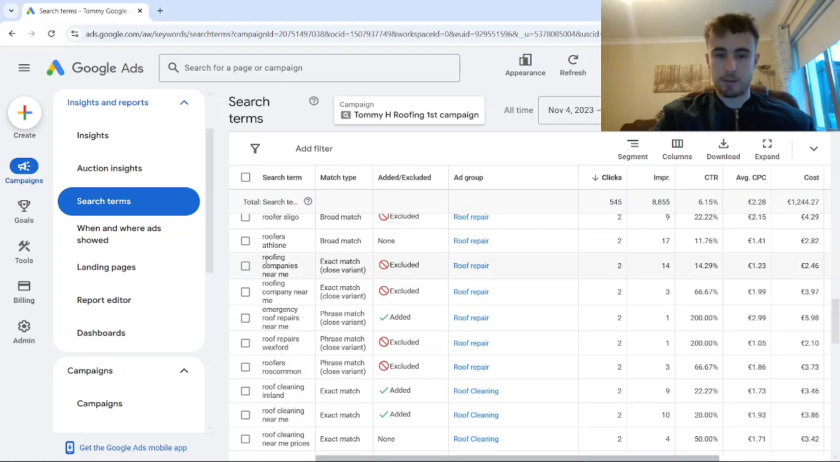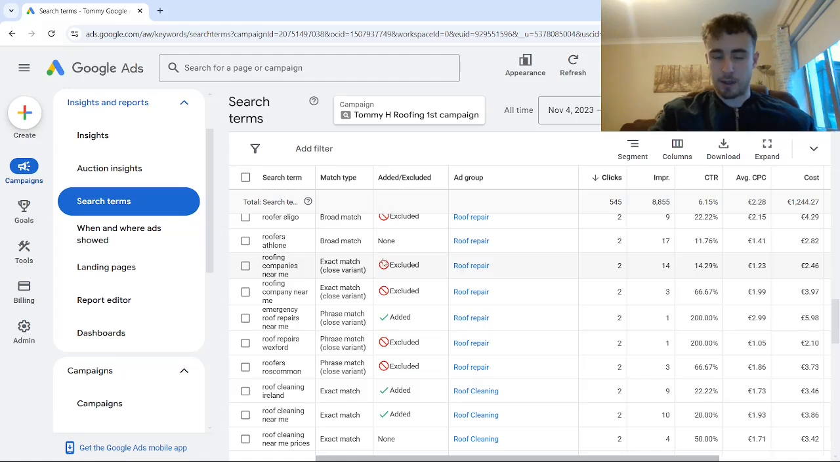And even here, we added roofing companies near me to the roof repair ad group. So the roofing companies near me keyword would actually be perfect under a generic roofing ad group. But if somebody's looking for a roofing company near me and they see an ad specific to roof repair, it doesn't exactly answer their problem. So that's why we added that as a negative at the ad group level as well.